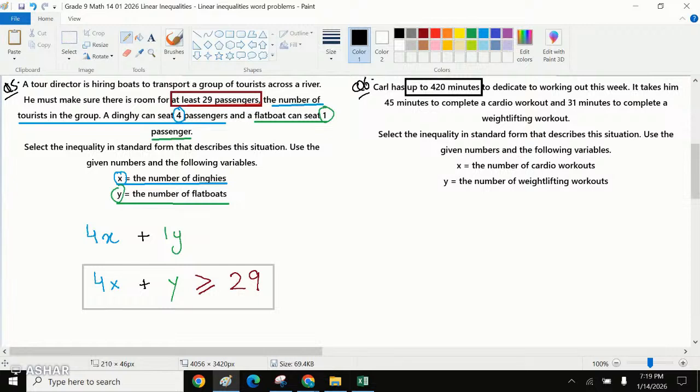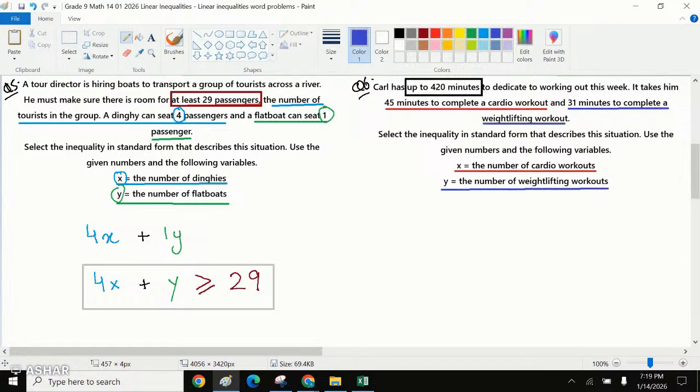It takes 45 minutes to complete a cardio workout. Let's highlight 45 minutes to do a cardio, and it takes him 31 minutes to complete a weightlifting workout. Okay, we have these inequalities given below with the variables. X is the number of cardio workouts, whereas y represents the weightlifting workouts.